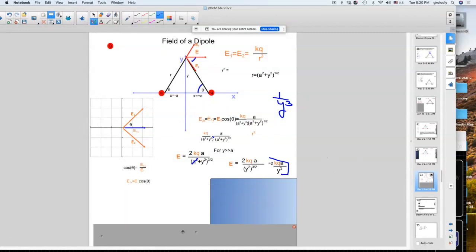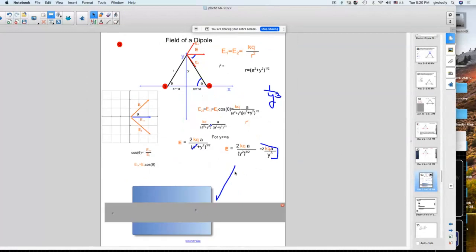Well, you can see that almost over here. What happens is that as you bring this point down, at some point A is not much smaller than Y. And so the A here, at really close distances, makes the total electric field 0. So it starts decreasing again.